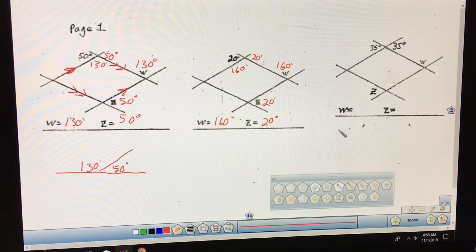Now this one, the arithmetic might be a little cumbersome, so if it's not calculator active, you might have to do that by hand. I think it's going to be 145. So that wide angle is 145 degrees, and the narrow angle is 35 degrees.